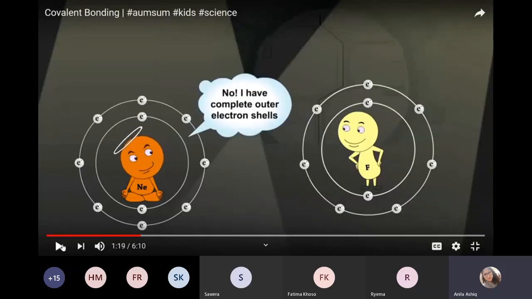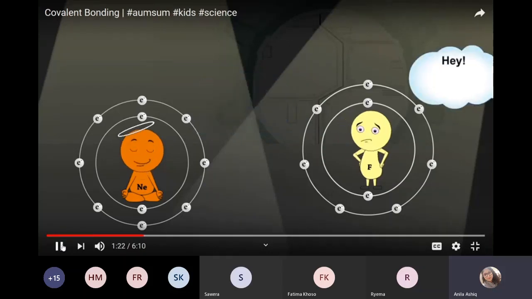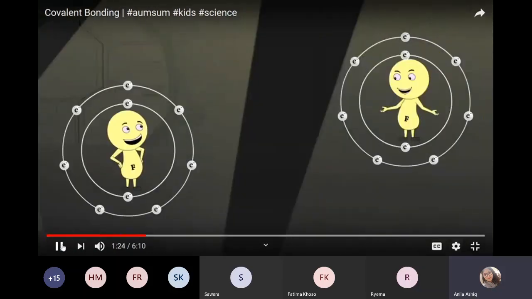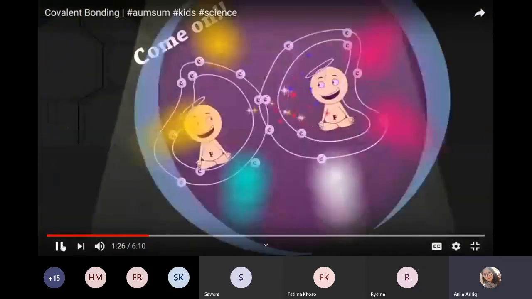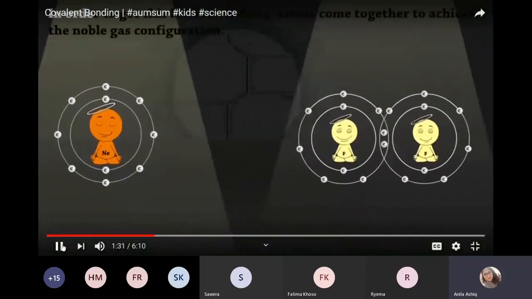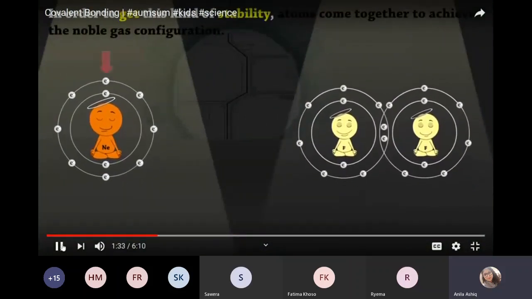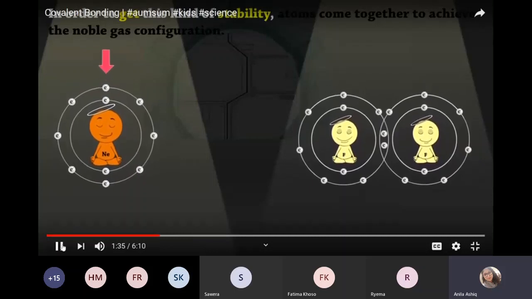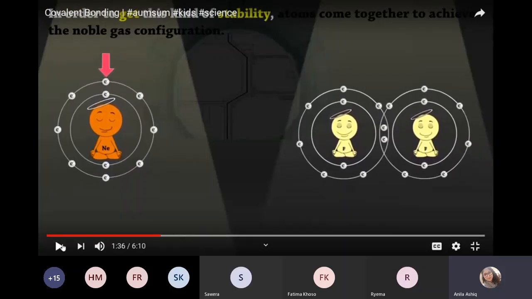Who can be the neon of the class who's not ready to bond with anyone? See, neon is just not ready to bond with anyone, but neon is the one who has the universe's stability.